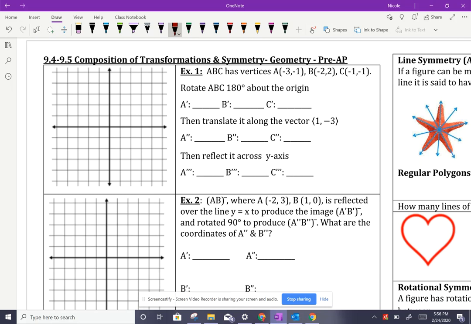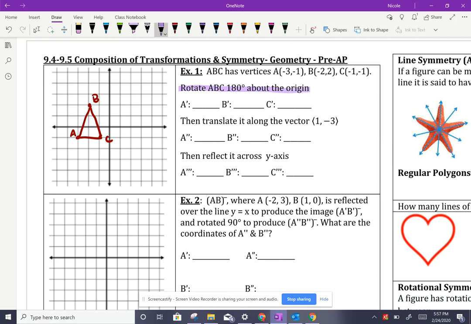So this first example says ABC, and I believe this is a triangle, has vertices A at -3, -1, B at -2, 2, and C at -1, -1. So there's my little triangle. So this is my starting place. So my next step is to look at my first transformation. My first transformation says I am rotating 180 degrees about the origin.